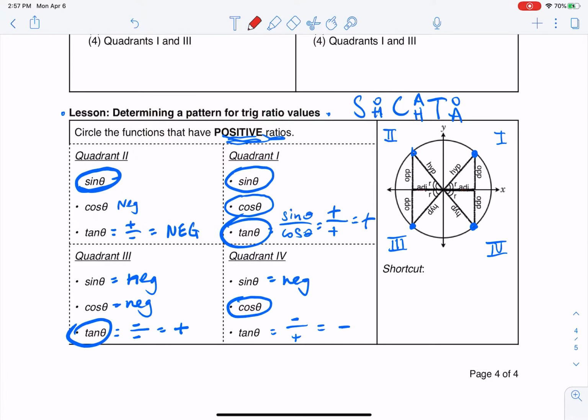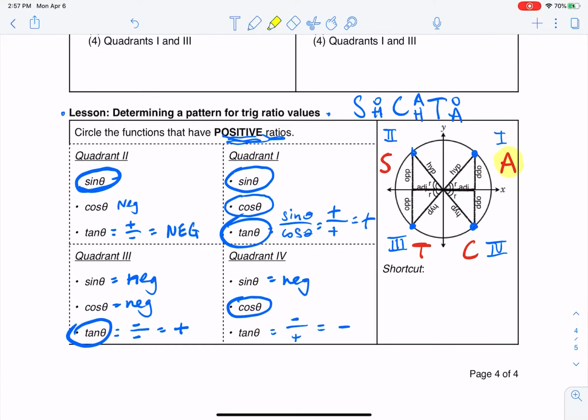So a way that sometimes we can use to remember this is: all students take calculus. Okay, so what does that mean? All students take calculus. Well, in quadrant 1, everything is positive. Sine, cosine, and tangent are all positive.